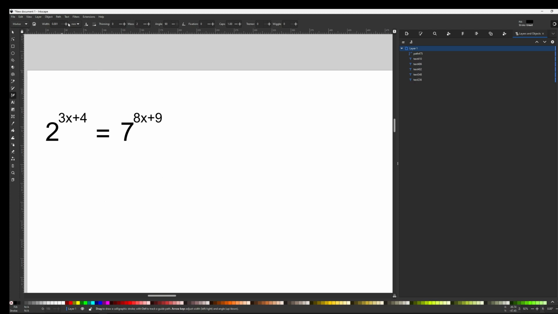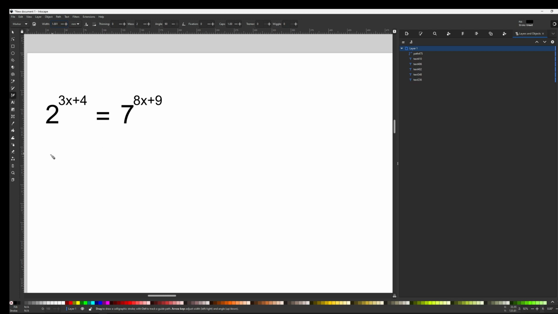In this video, we're going to be covering how to solve a simple exponential equation. So here we have 2 to the power of 3x plus 4 is equal to 7 to the power of 8x plus 9. Okay. So first, we're going to take the logarithm of both sides. It doesn't matter which base you use, but I'll be using the natural logarithm for preference.